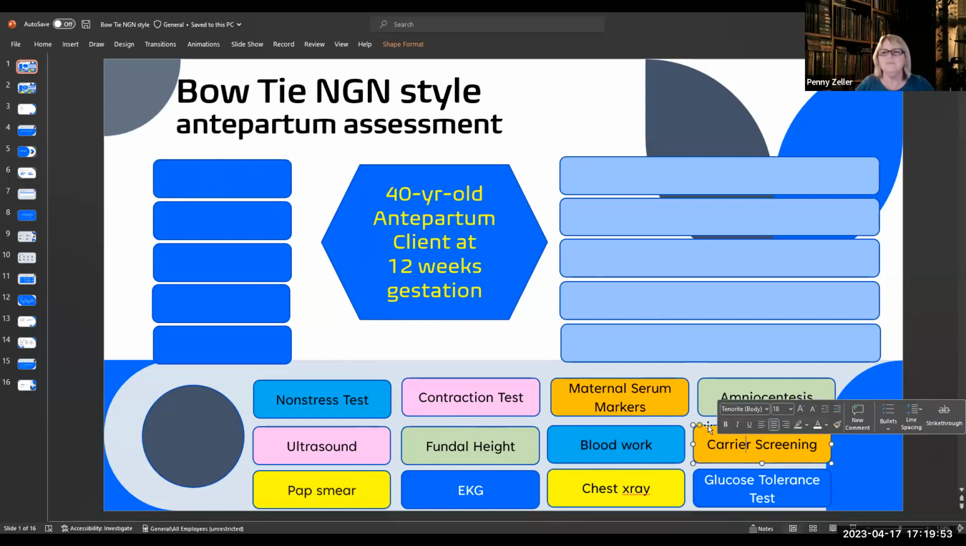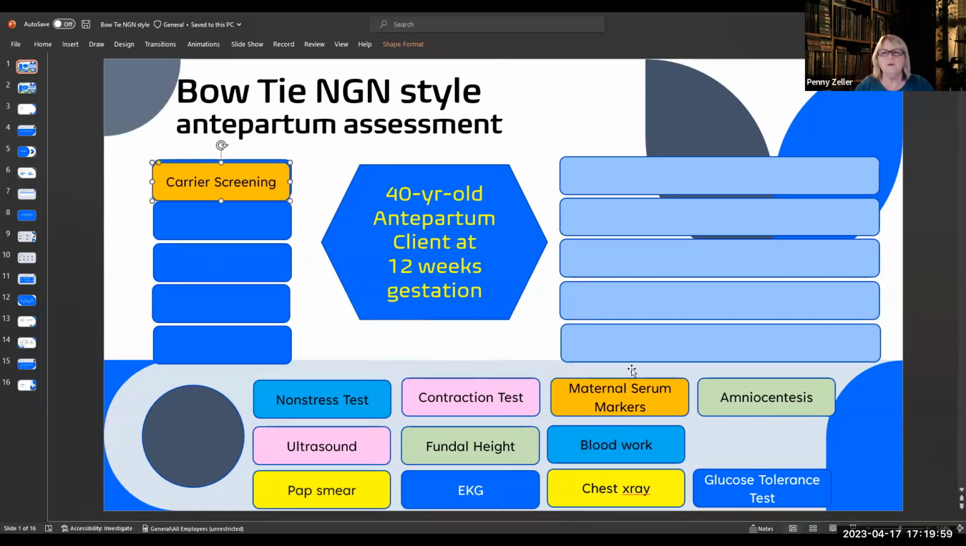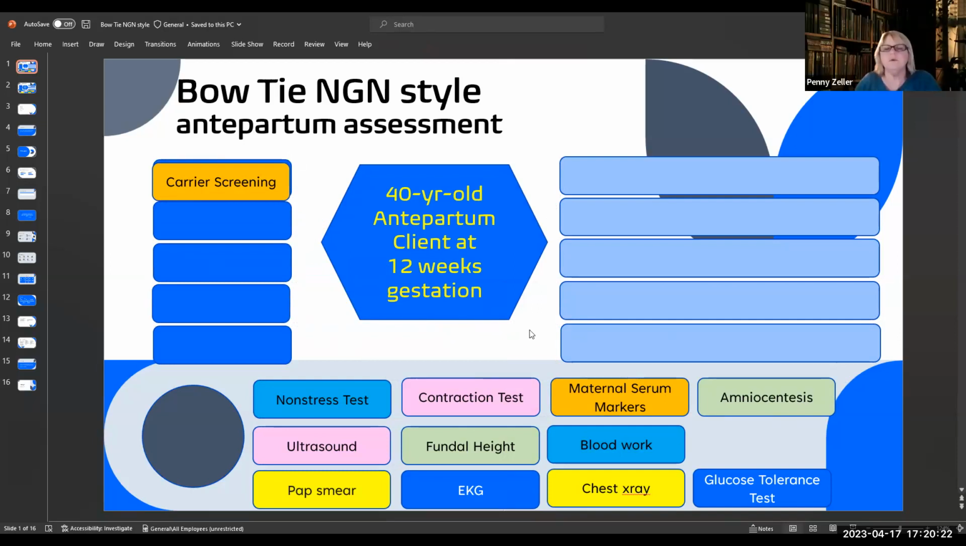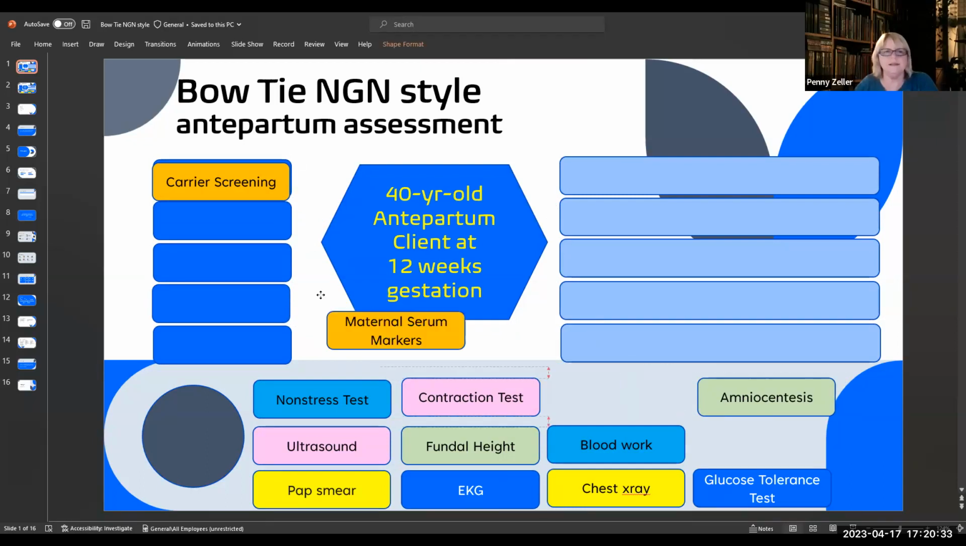Okay, we'll put that up there. What else do we want to do for a 40-year-old at 20 weeks? I'm sorry, 12 weeks. Now, why would you do an amniocentesis? Can't you check for Downs and genetic defects that way? Not genetic defects, but we could check for Downs that way, but there's something we can do that's less invasive first. What would we do first? Maternal serum markers? Exactly. Yes.